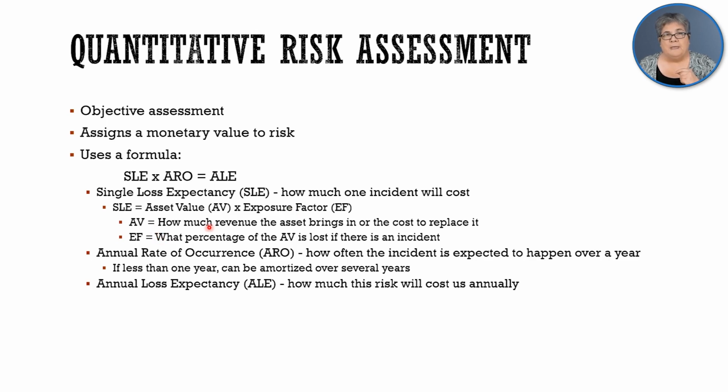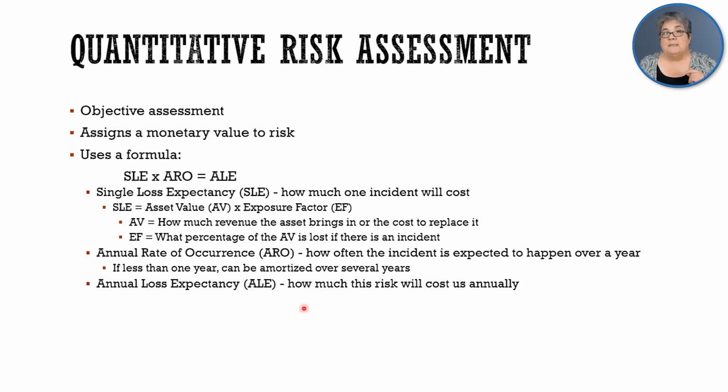So the asset value is how much revenue the asset brings in, or what's the cost to replace it. And then the exposure factor is the percentage of the asset value that is lost on a single incident. The annual rate of occurrence is how many times over a year. Now, if it happens over a couple of years, then you amortize it. If this thing happens every other year, the annual rate of occurrence is half, not one. If it happened every year, the ARO would be one. If it happens every 2 years, it'd be half, because it would be 1 divided by 2.